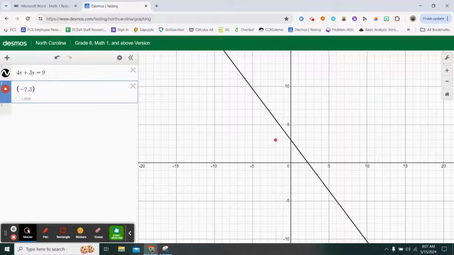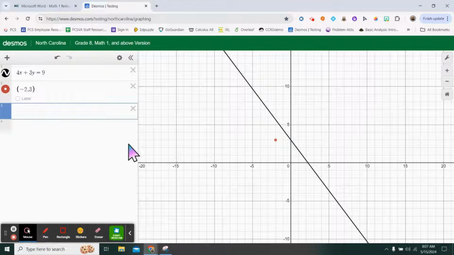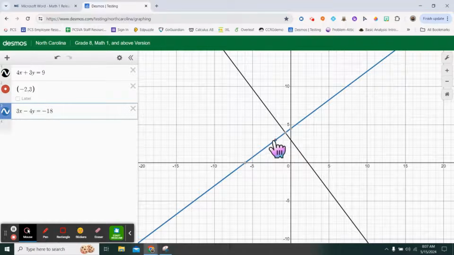But as long as you know that it's going to intersect and go through that point, you can just put your answer choices in. So I put the first equation in, and the point in. And then in line 3, I'm going to test out the answer choices. So this was answer choice A from number 21. So 3x minus 4y equals negative 18. And it does go through that point.